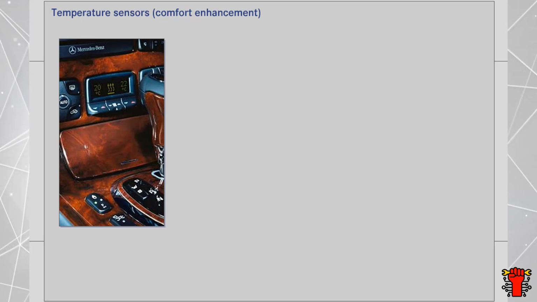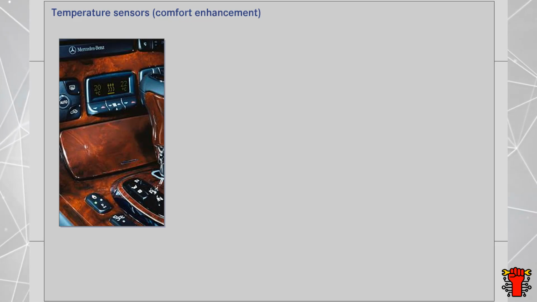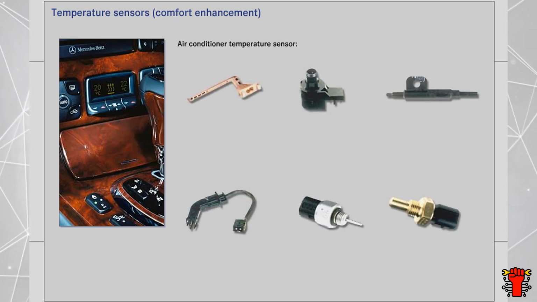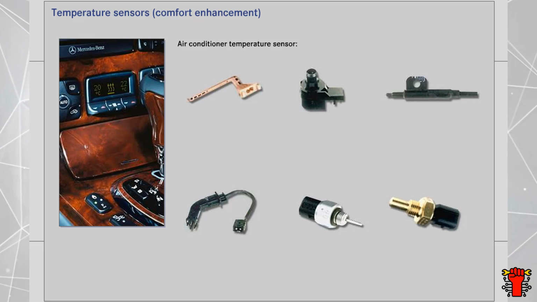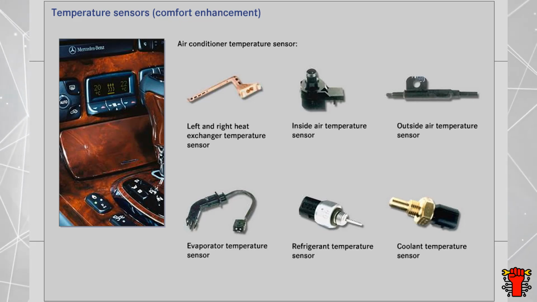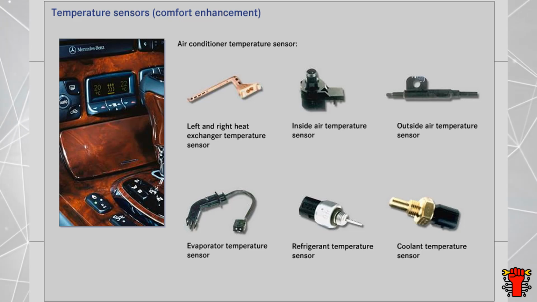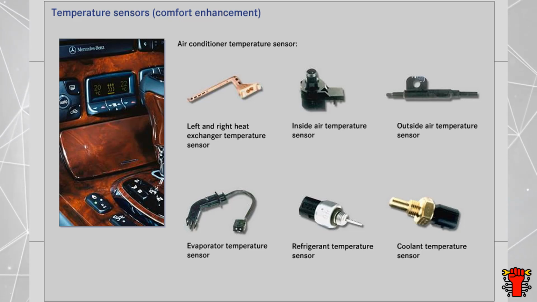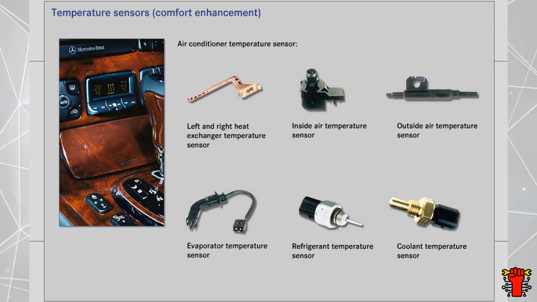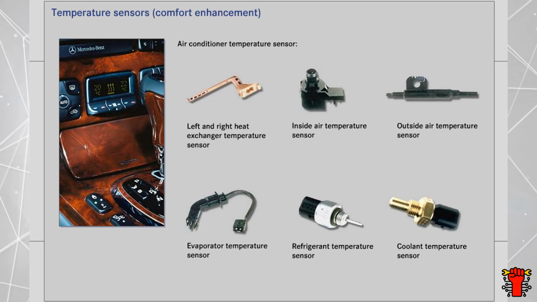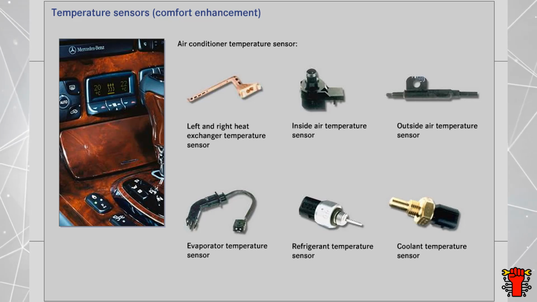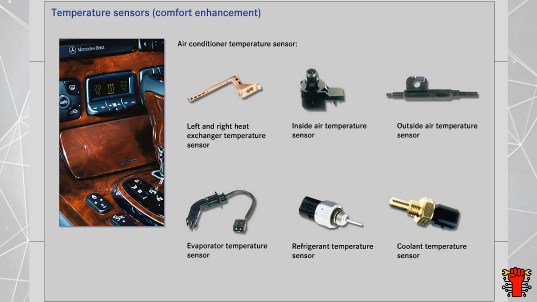Without sensors, it would not be possible to have many of the comfort features in the vehicle. One example are the various temperature sensors for controlling the air conditioning system. Amongst other things, they determine the temperature of the outside air, the temperature at the evaporator, the temperature at the heat exchanger, and the temperature in the passenger compartment. Without this temperature data, you could not regulate the air conditioning system to enhance comfort.